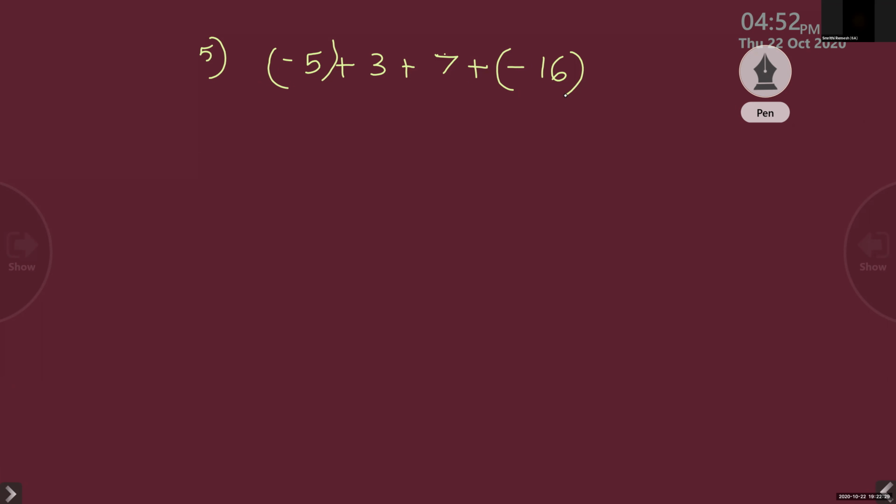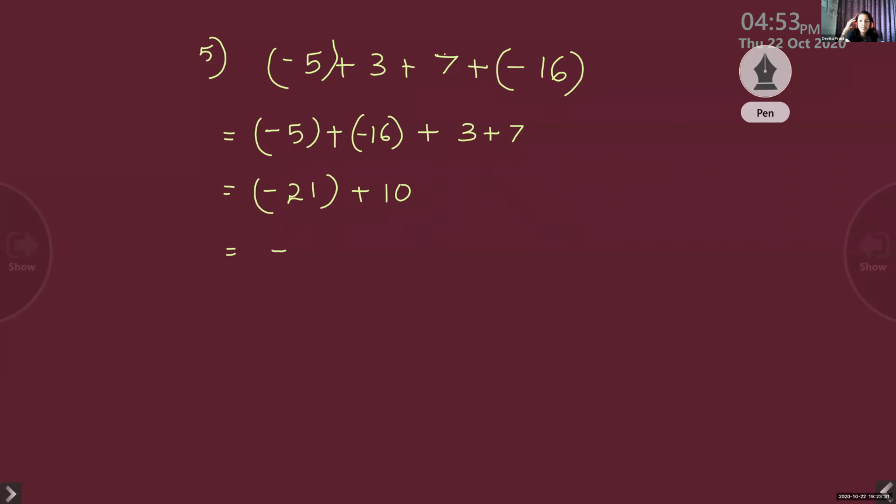When you add, you will get -21, right? Yes, ma'am. Plus this 3 plus 7, when you add, you will get 10. Ma'am, now it became reduced to two numbers. We have to subtract and give the sign of the bigger one. So, -11. So you became expert in this.